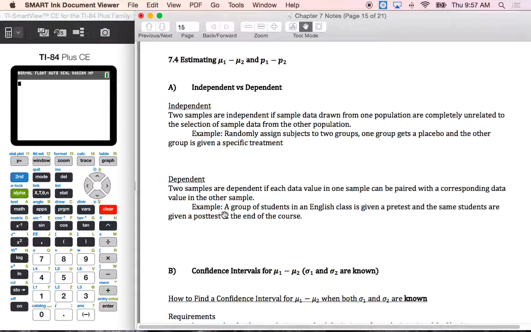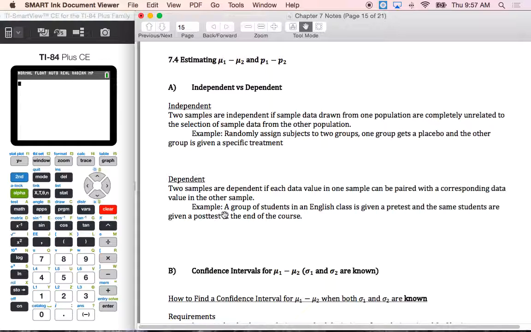In 7.4, we're going to estimate the population mean differences and the population proportion differences. So going through this, first off, we have to look at independent versus dependent. Independent is when two samples are independent if sample data drawn from one population are completely unrelated to the selection of sample data from the other population.